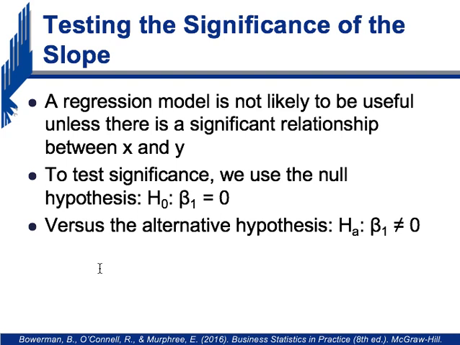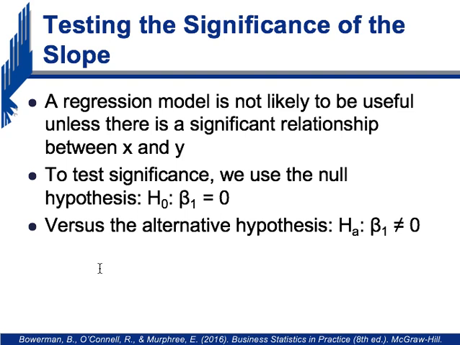And in order to test the statistical significance of the relationship, we focus on testing the significance of the slope. In this test, we use the null hypothesis, beta sub 1 equal to 0, and the alternative hypothesis states that beta sub 1 is not equal to 0. Now, why do we focus on the slope when testing the significance of the relationship?